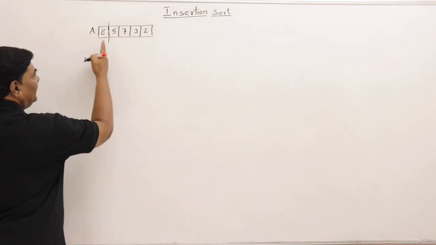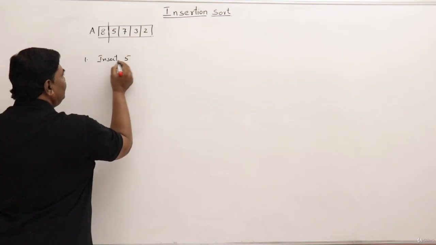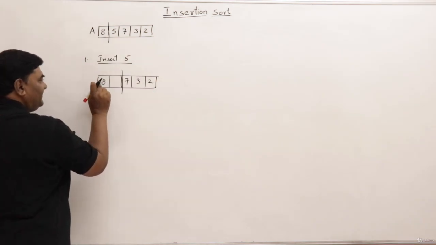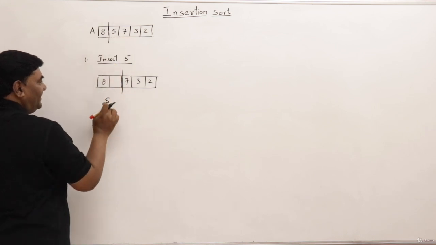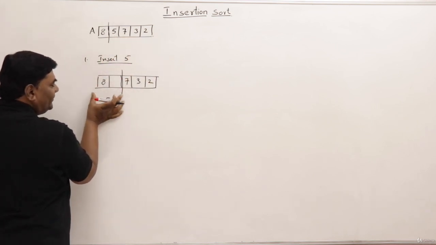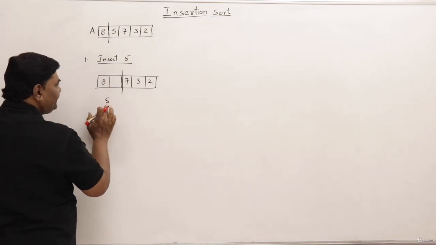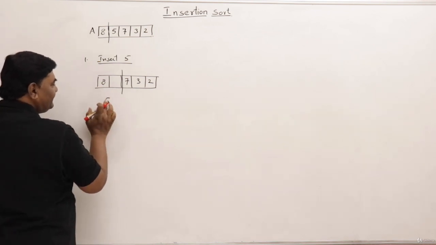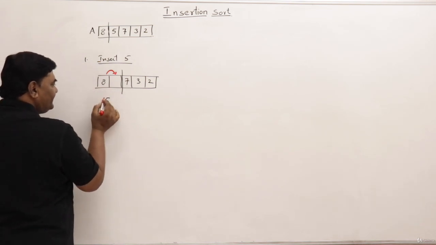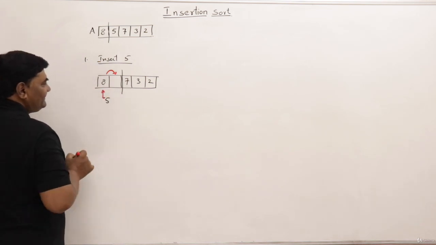First step, I will insert 5. So for inserting 5, see, first element 8 is as it is. I am inserting 5. So the remaining elements as they are. Now the list will be extending to 2 elements. Now for inserting 5, check with this element. 8 is greater than 5. So shift it. Now check. There is nothing to check. So we have reached the first place. So insert 5 at this place.